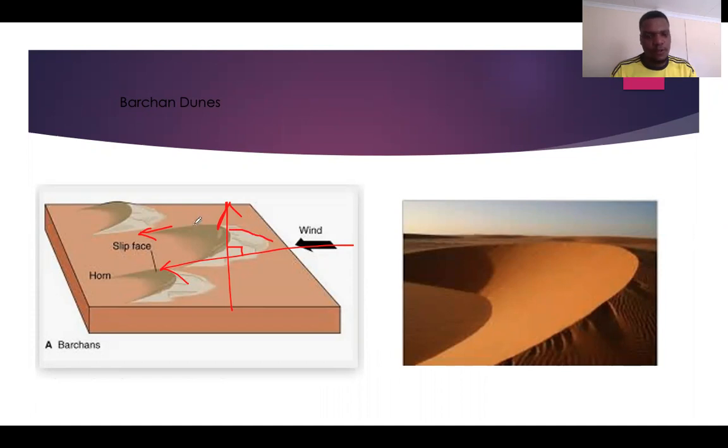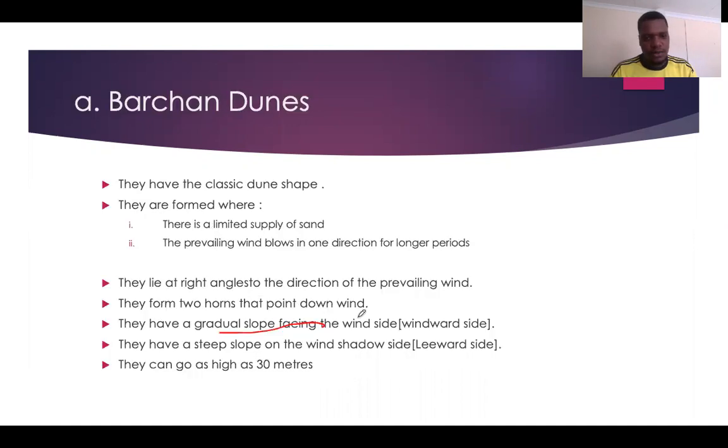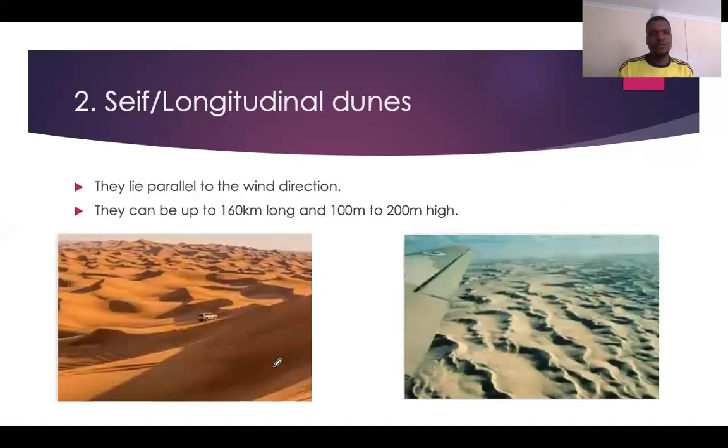And they also have what? A steep slope on this side, which we call the leeward side. So that's what they are talking about here, right? And they can go as high as what? 30 meters. That is simple to understand.